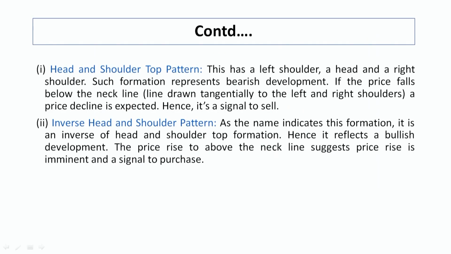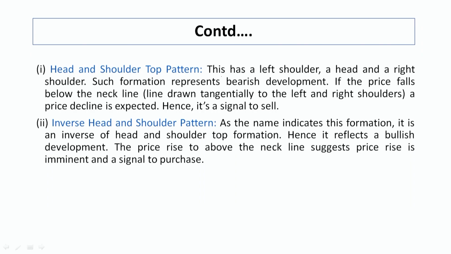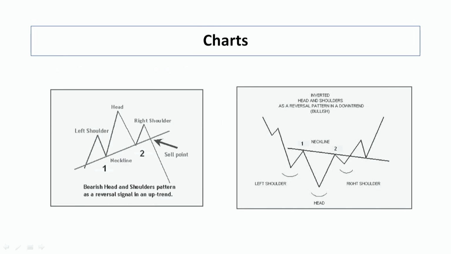There are two types: the head and shoulders top pattern, which is the previous diagram we have seen, and the other one is the head and shoulders bottom, or inverted pattern. In the top pattern, there is a left shoulder, a head and a right shoulder. Such a formation represents a bearish development. If the price falls below the neckline, a price decline is expected, hence it generates a sell signal, as explained in the previous diagram. Here also we have identified left, right and head, and after this there is a break in the prices and prices are going down suddenly. At this point, a sell signal is generated.